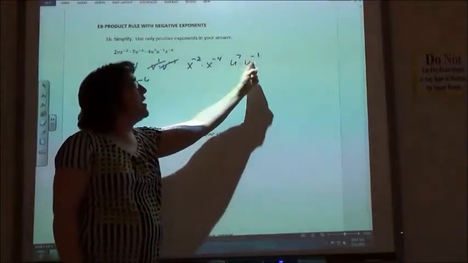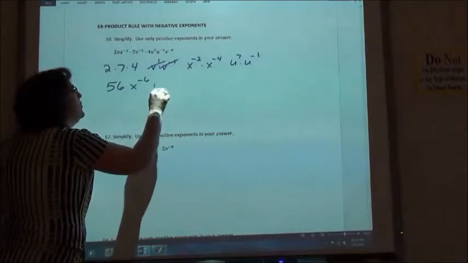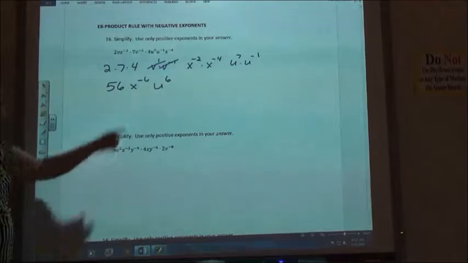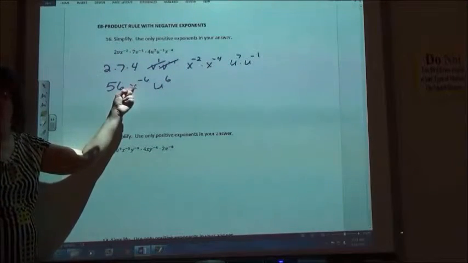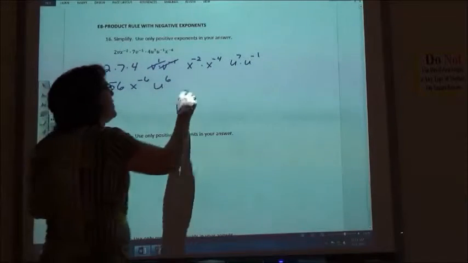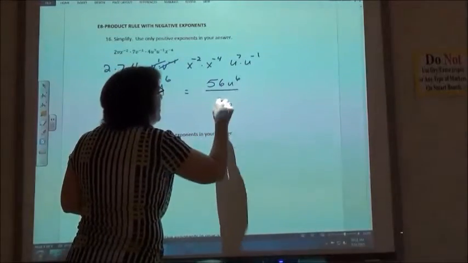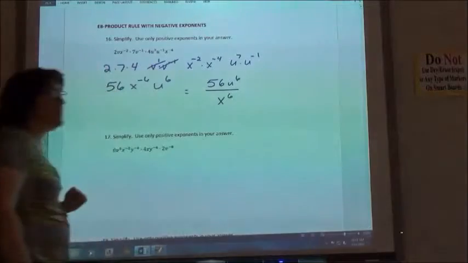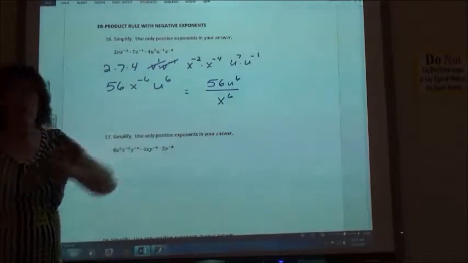u to the 7th times u to the negative 1 would be u to the 6th. Now we want to write our answers using only positive exponents. We have a negative exponent, so what do we have to do with that x to the negative 6? Bring it to the bottom. It's going to go down to the bottom to make that exponent positive. So I get 56u to the 6th over x to the positive 6th exponent. When I do that reciprocal, it flips it down to the bottom of my fraction.